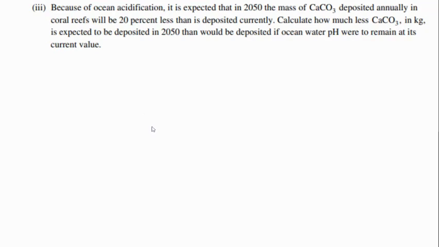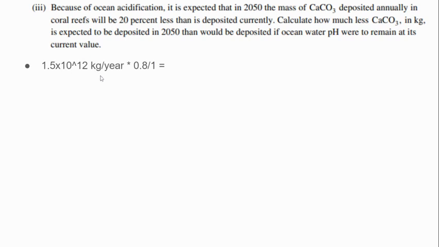Okay, so this one's a little different. It's tricky. It's saying that because of carbonic acid, which is carbon dioxide that's been dissolved in ocean water, which is acidic, we're dissolving calcium carbonate. So it's expected that by 2050, the mass of calcium carbonate deposited annually will be 20% less than is currently deposited today. Calculate how much less. Now that's a tricky one. This is not how much, it's how much less calcium carbonate in kilograms is expected to be deposited in 2050 than will be deposited today at its current value.